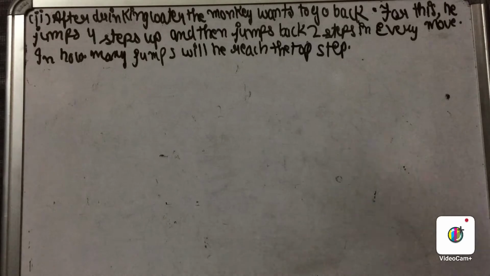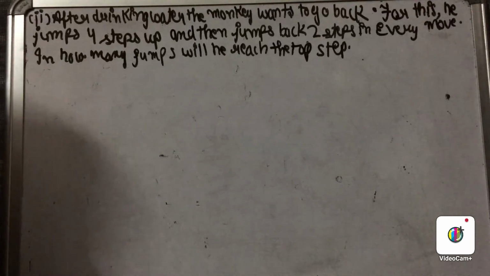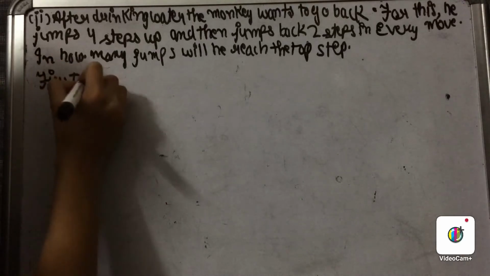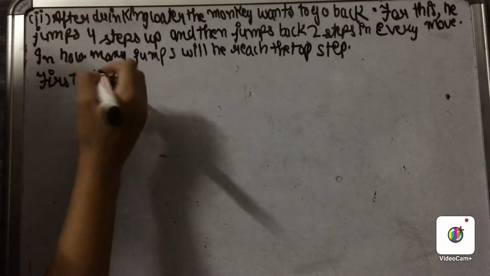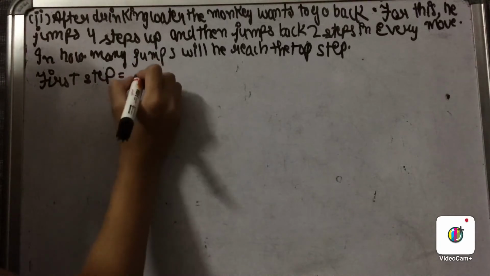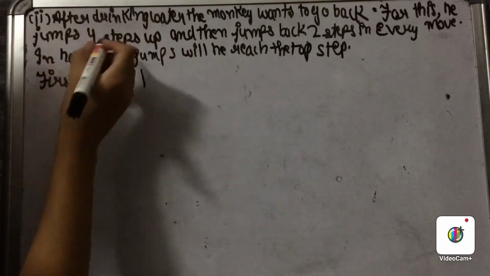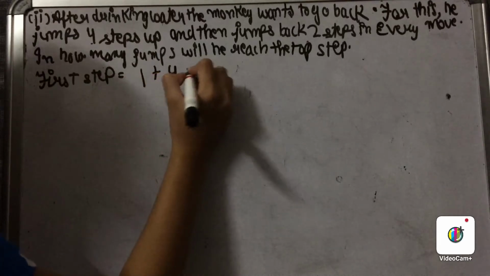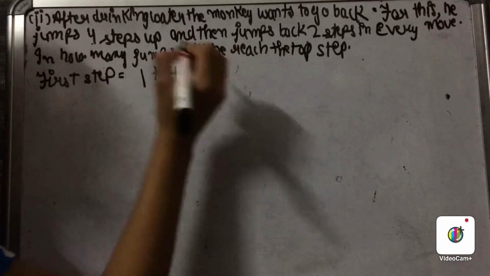So now here it is also asking how many jumps will he take to reach the top step. So we would do this question in the same way. We would write here first step, and in the first step he jumps 4 steps up. So we would add 4 here, and what is 4 plus 1? 4 plus 1 is 5.